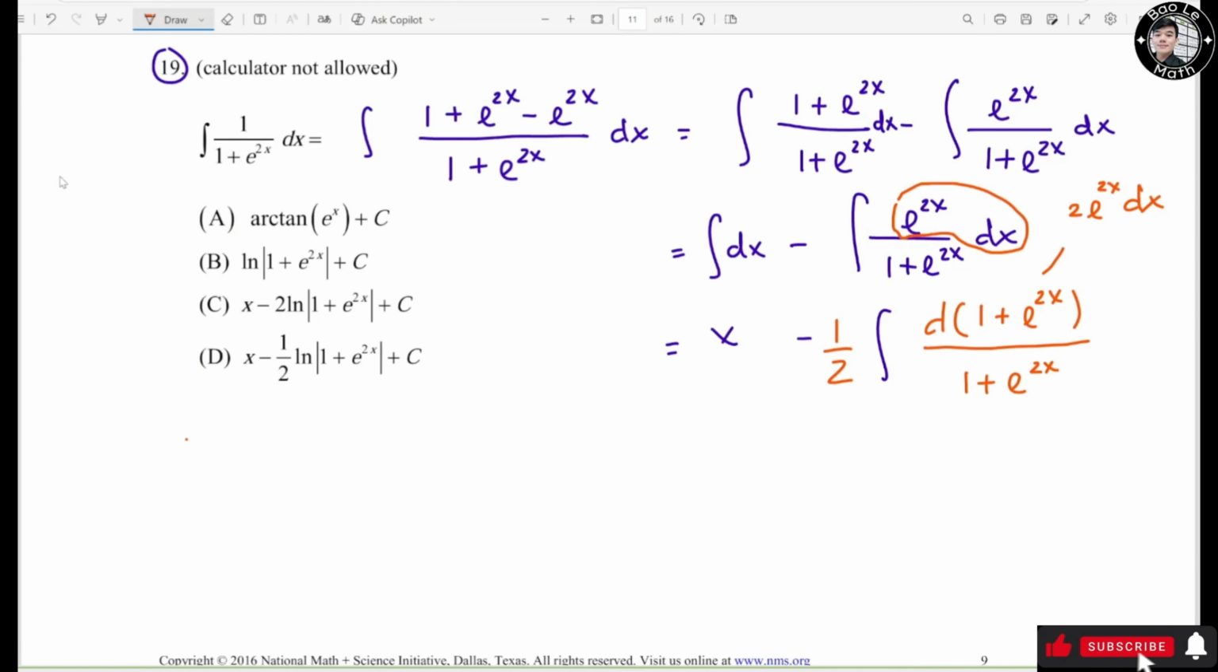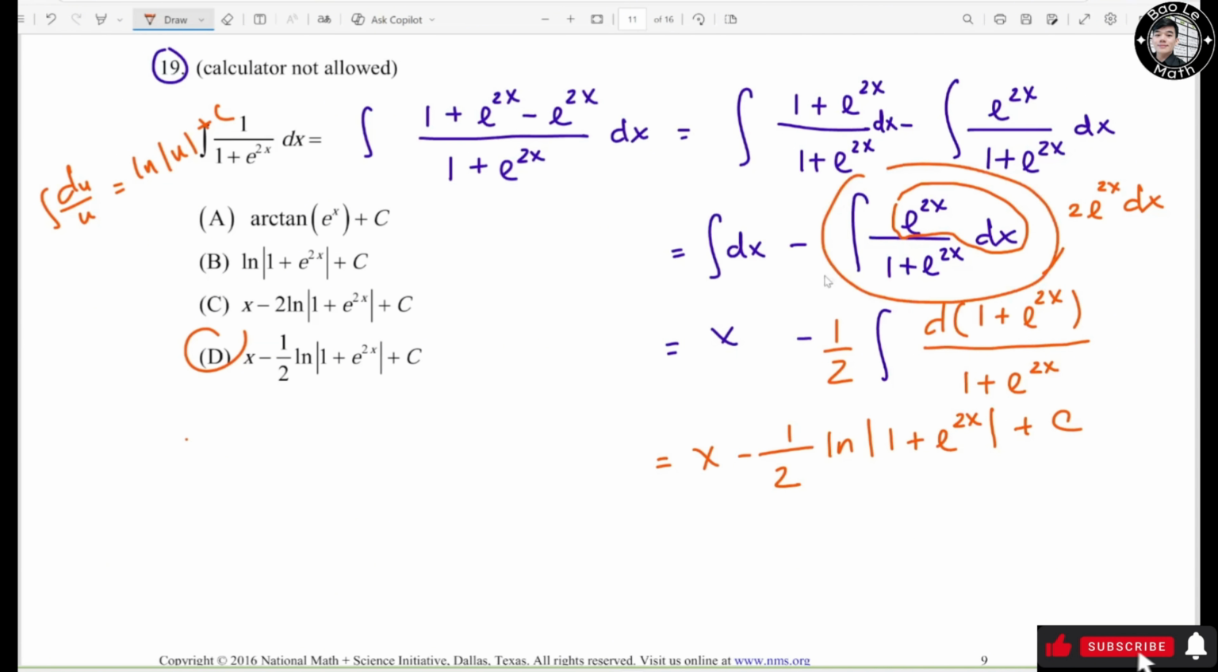Then I can apply the formula: du over u is ln absolute value of u plus c, so keep that in mind. So it's going to be s minus 1/2 ln absolute value of 1 plus e to the 2s, plus c. So the answer must be D. Or you can use substitution for this: just let u equal 1 plus e to the 2s, and you still get the same answer.